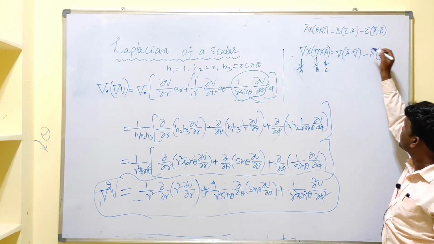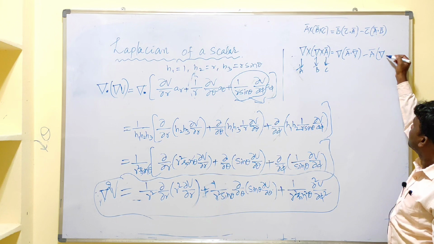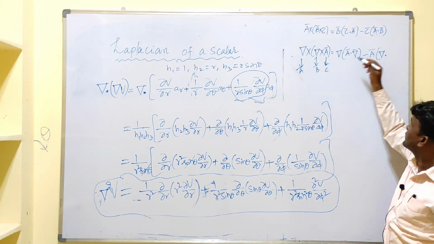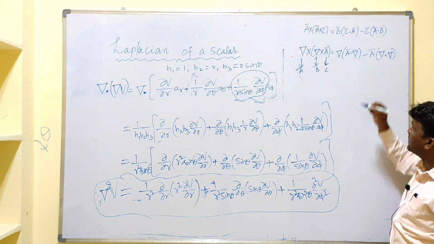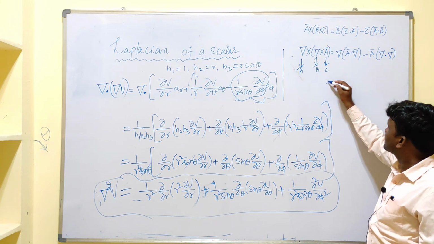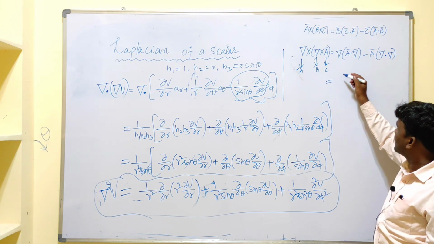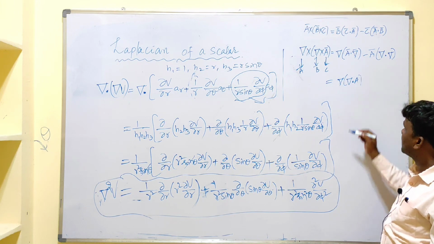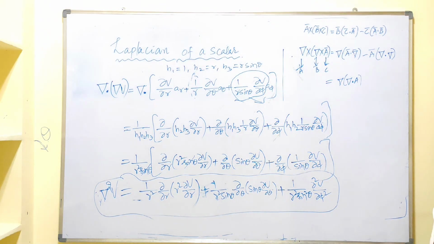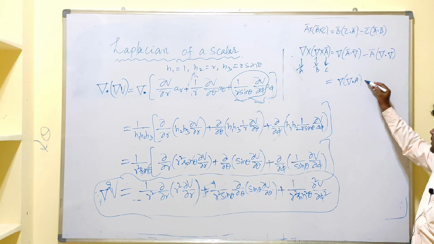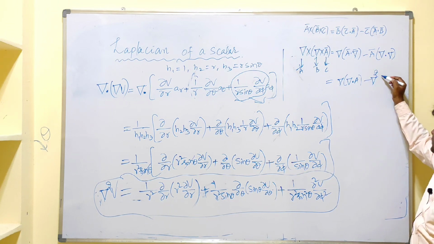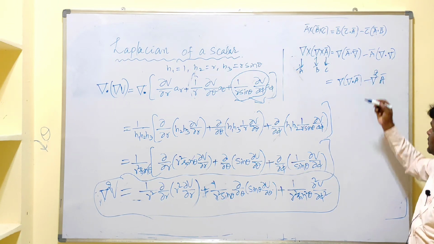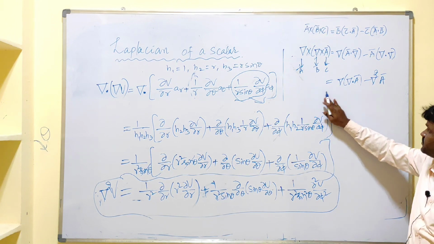For our case, A bar is del, B bar is also del. Del dot del is del square, and A dot A is A square. I am writing this as del of del dot A. Del dot del is nothing but what? That is minus del square A bar.